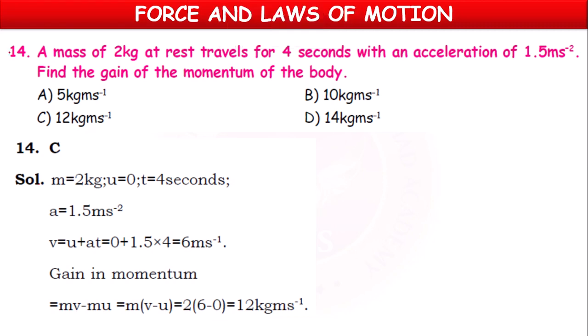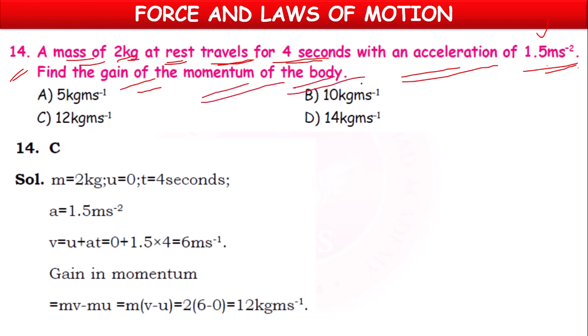Next, children, question number 14. A mass of 2 kg at rest travels for 4 seconds with an acceleration of 1.5 meter per second square. Find the gain of momentum of the body in that 4 seconds. So we have a mass of 2 kg which is at rest. It travels for 4 seconds with an acceleration of 1.5 meter per second square.